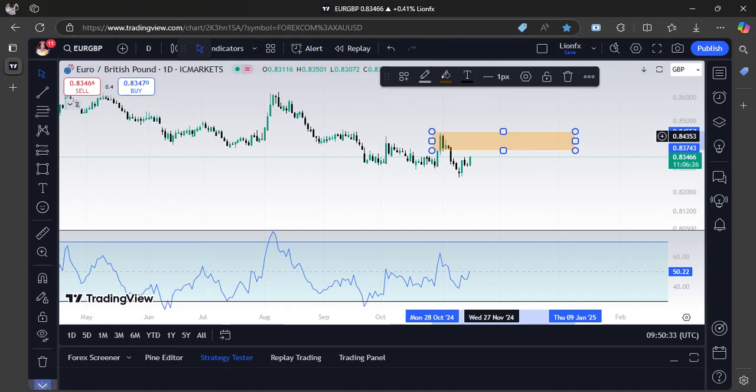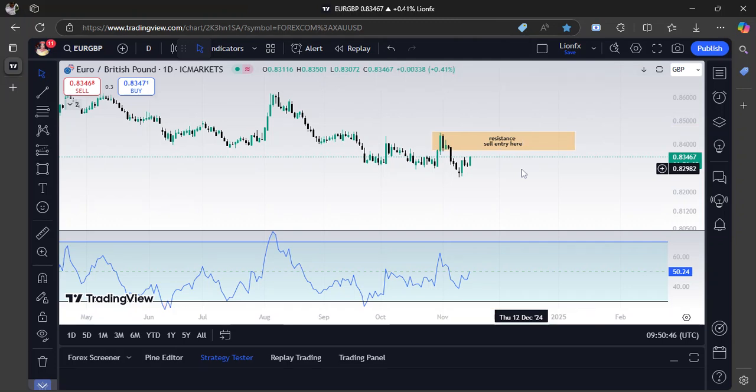the resistance. So I have seen my resistance. So the next thing I'll be looking at is the RSI.